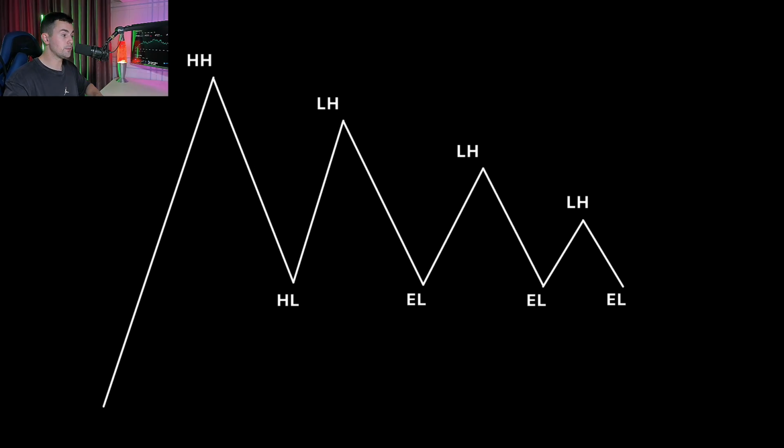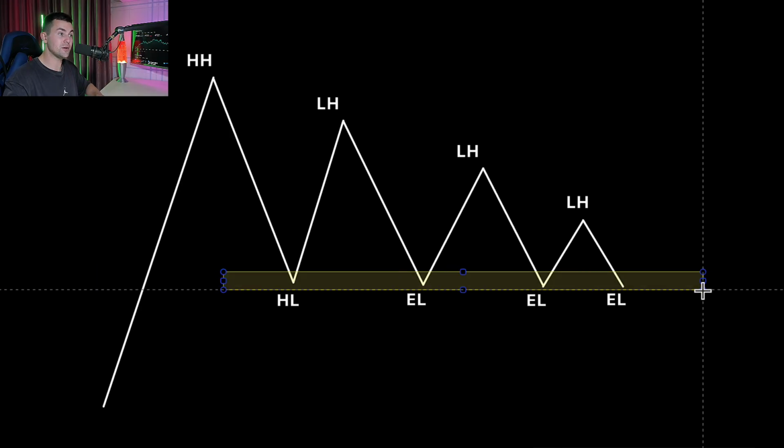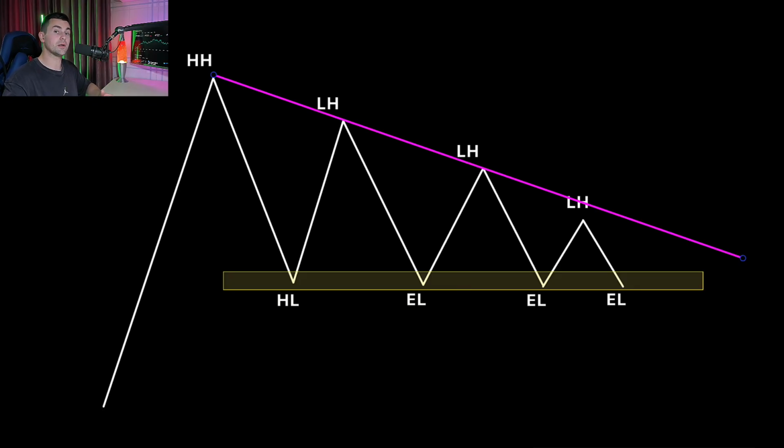Equal lows will compose a liquidity zone. It will compose a demand zone where buyers will place their buying orders. And for that exact reason, multiple bullish movements will initiate from that. Lower highs will compose a trend line from where bearish movements will initiate. However, a trend line is not mandatory here, and lower highs may not respect any trend line.